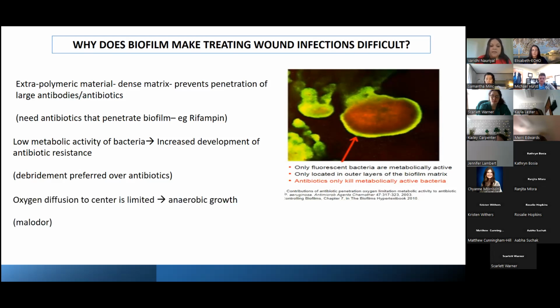And then lastly, this shield also prevents oxygen diffusion to the center of the wound, which creates an anaerobic environment, and hence there's a lot of anaerobic growth in the center of these biofilms, which attributes to what we see as malodor on clinical assessment.